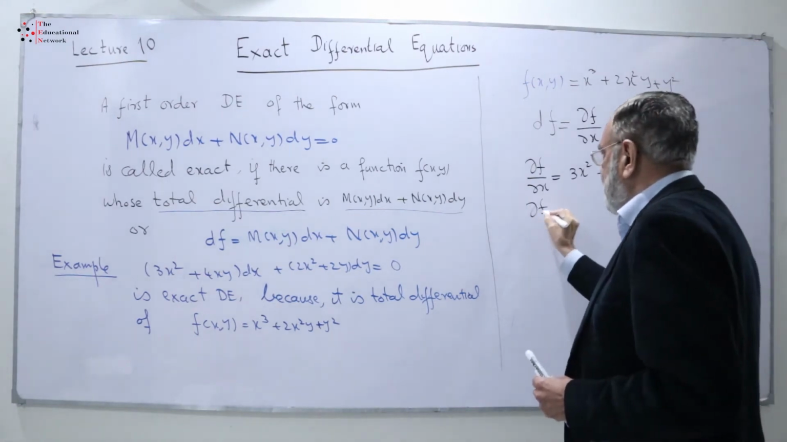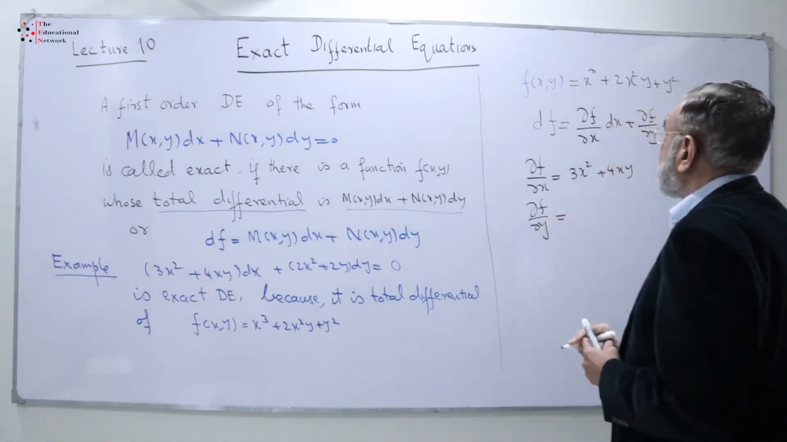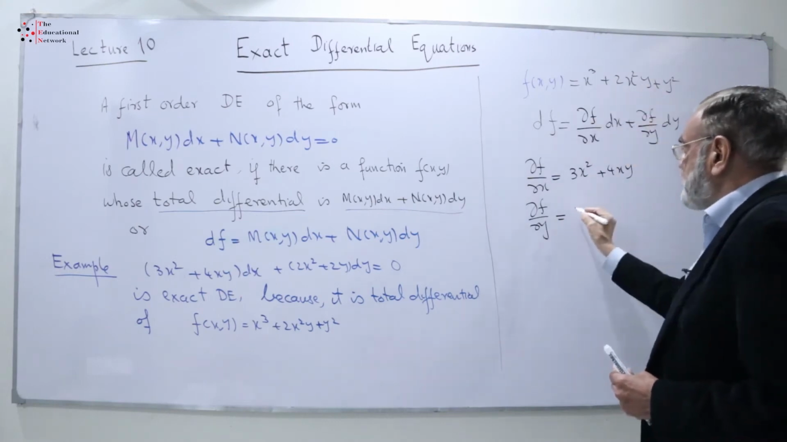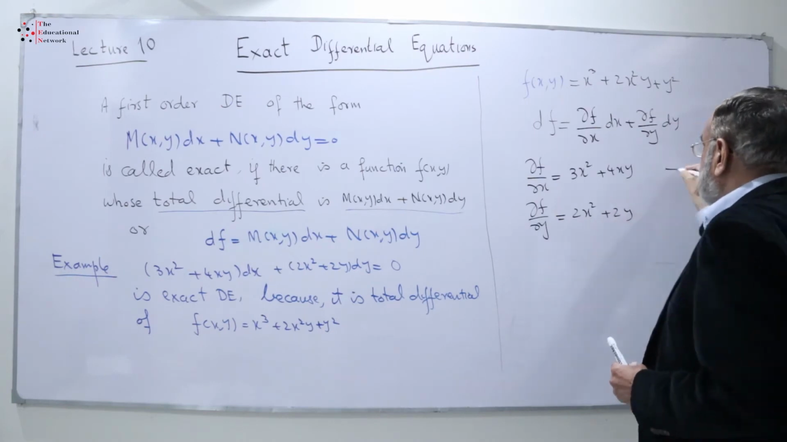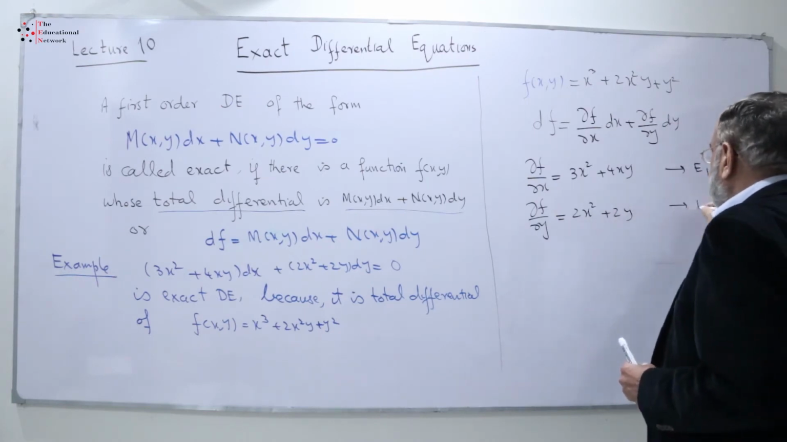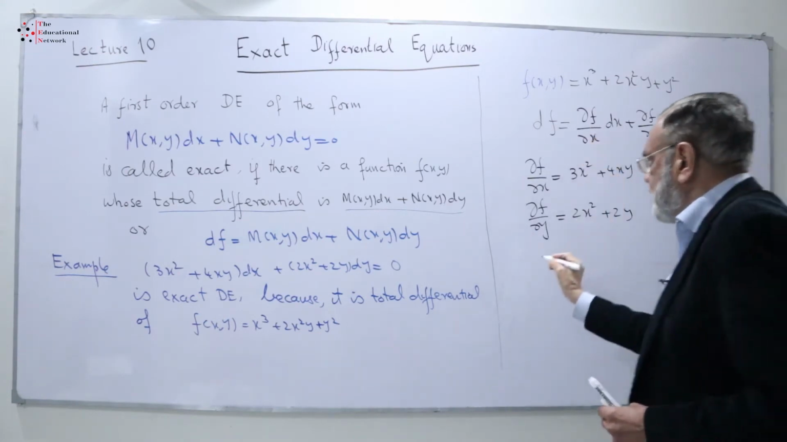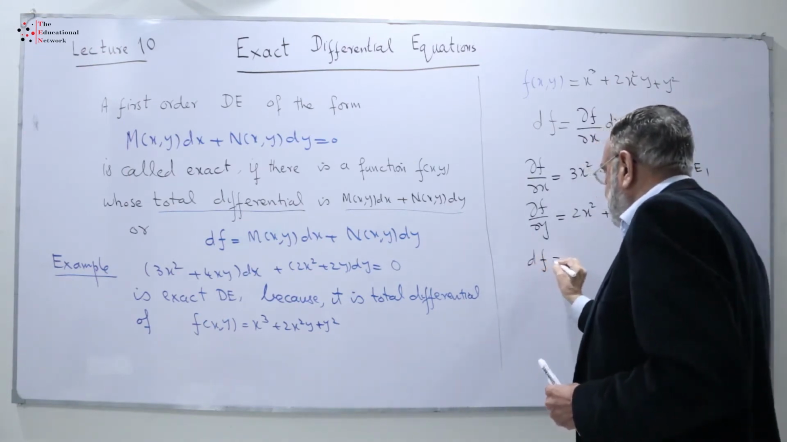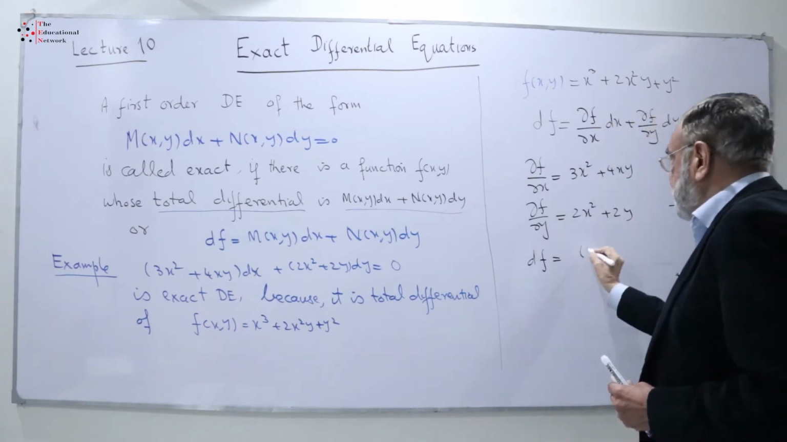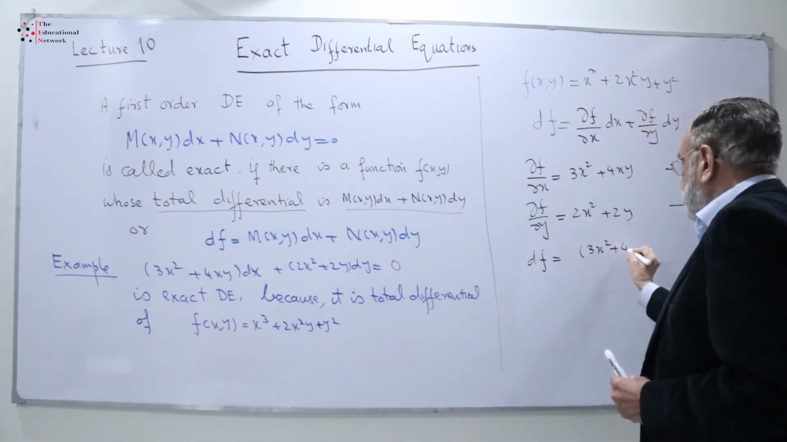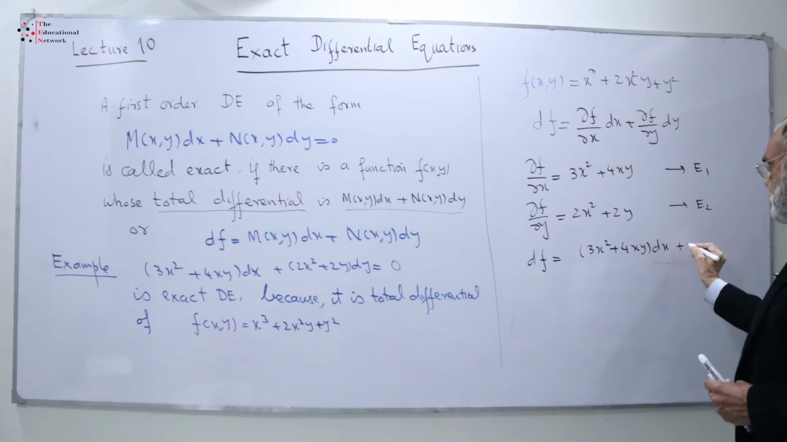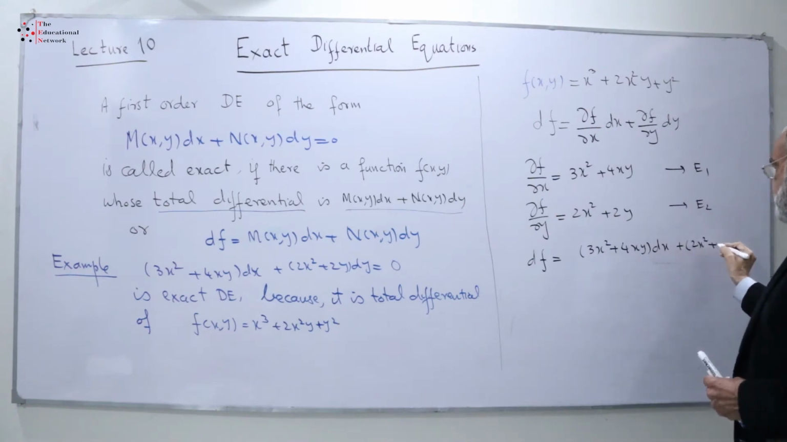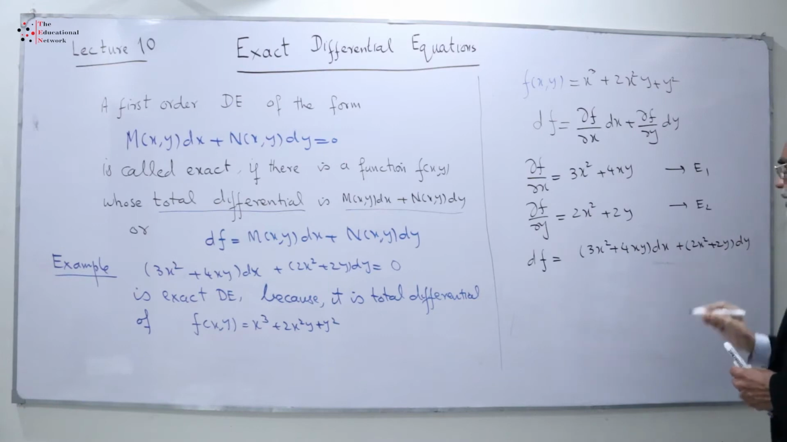I take partial f by partial y. Now x is constant, so that term is 0. Then here I get 2x squared, then with respect to y, I get plus 2y. So this is my equation 1, and I'll come back to this one. This is my equation 2. I substitute here, and I get df equal to partial x, that is 3x squared plus 4xy, into dx, plus partial y, that is 2x squared plus 2y, into dy. This is my df, and it's my total differential.